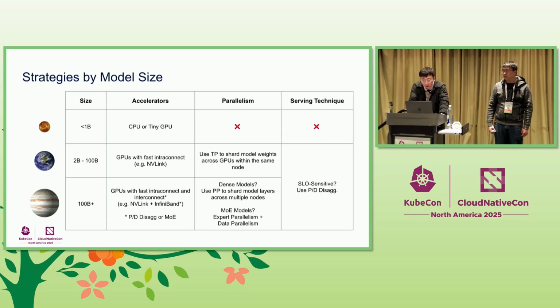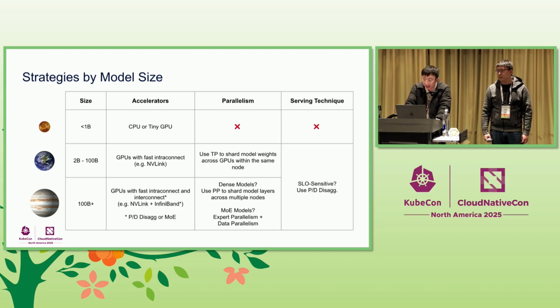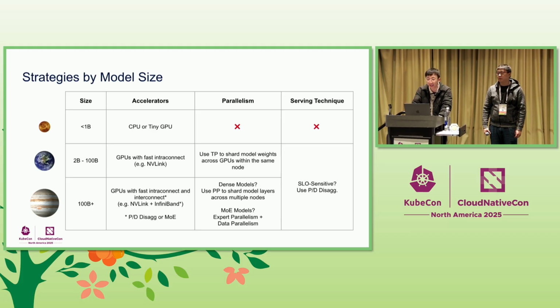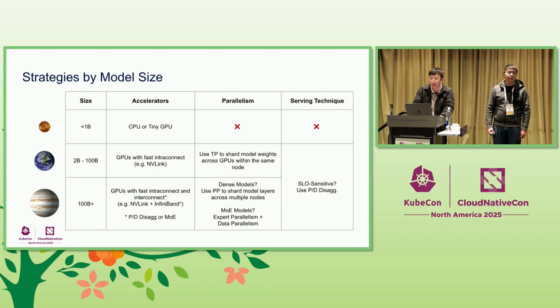OK, so we have covered most of the steps. So let's put it together and see how these strategies change based on the size of your models. This table is a great cheat sheet. For tiny models, less than 1 billion parameters, we recommend using CPU or tiny GPUs for inference. You don't need any of this complexity. Obviously, you can still run large models with CPUs, but the token throughput is going to be so low that it's only suitable for running local experiments.